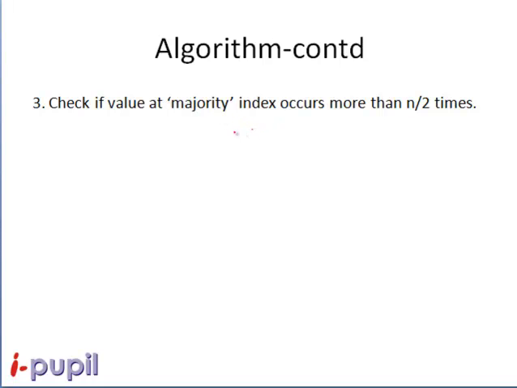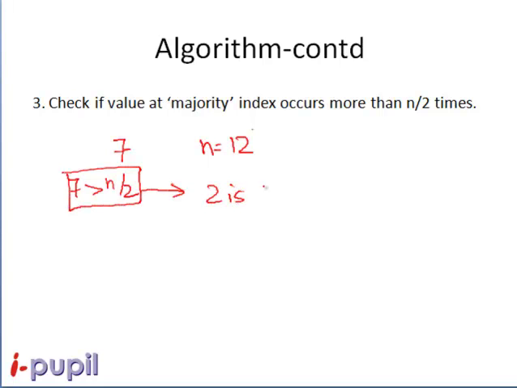So in our example, the value 2 occurs 7 times out of n equal to 12 elements, so this is more than n by 2, hence 2 is the majority element in our example. So I hope that made sense.